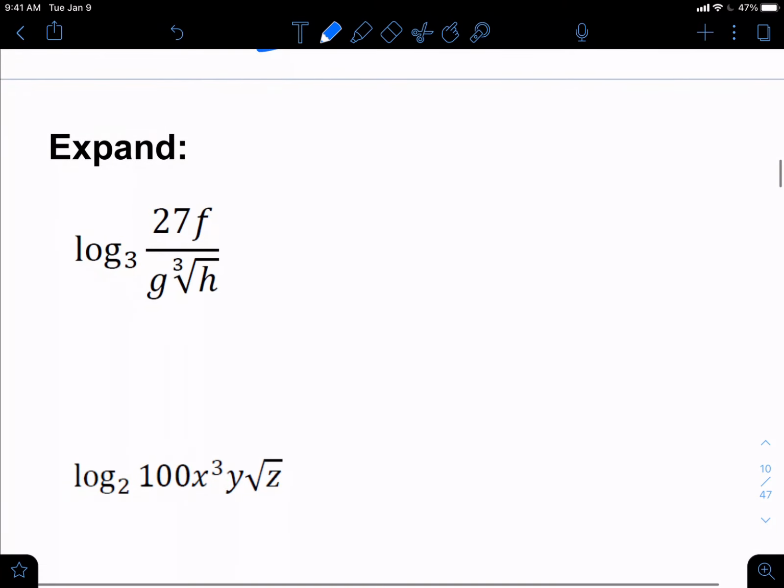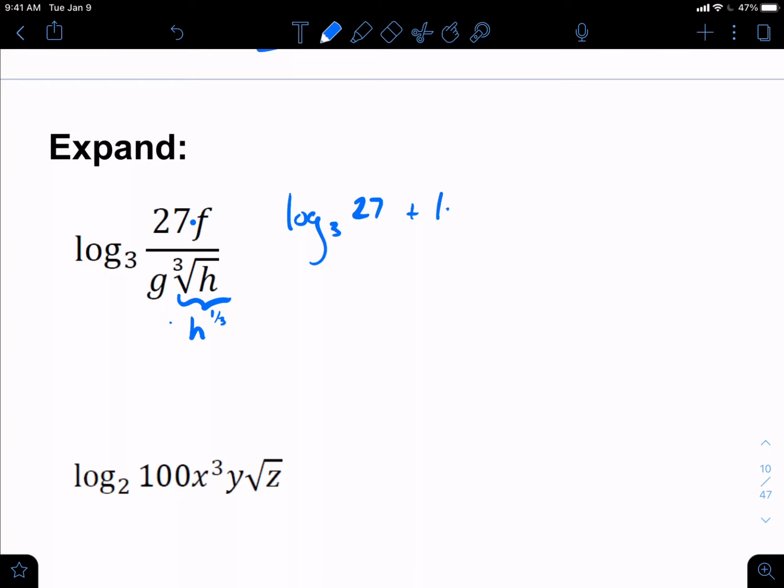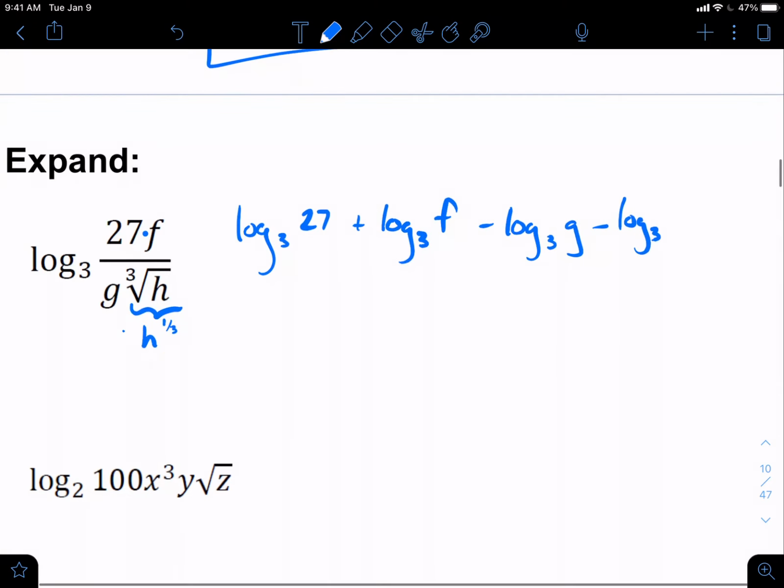Looks like we've got 2 more problems, so here we go. Again, this is 27f, that's being multiplied. We could rewrite this as h to the 1/3 power. Those two are, of course, being multiplied together, but they are on the bottom, so we will be subtracting them. So, looking at this, we can start by rewriting this as log base 3 of 27, right? That's on top, so is the f, so we're going to keep the positive. We'll have log base 3 of f. Now we're going to the bottom, so now we're going to switch to subtraction. Log base 3 of g, and then minus log base 3 of h to the 1/3 power.